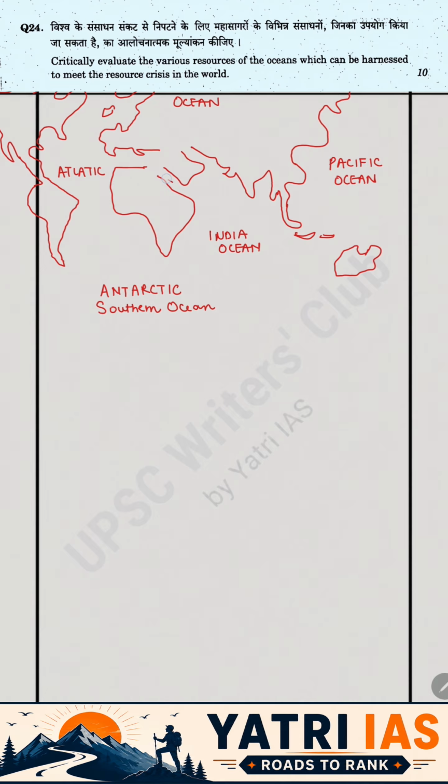And you also see Red Sea here, Persian Gulf here, Mediterranean Sea here, Bay of Bengal, Arabian Sea, these smaller bodies and seas. So how this can be utilized to help the world in order to tackle the resource crisis. I'll tell you certain data as well.